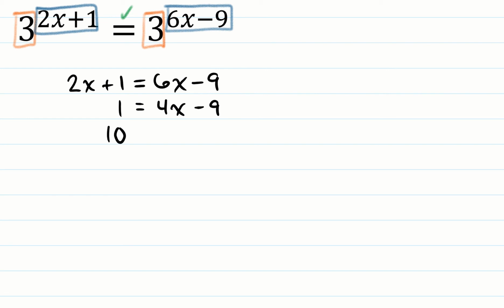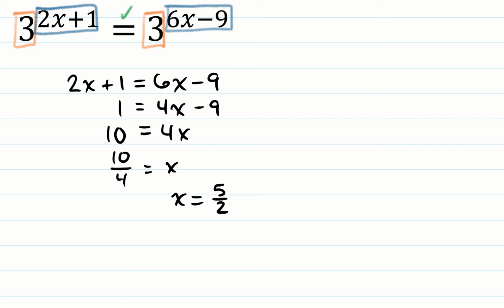Adding 9 to both sides. Added 9 to the left side. Added 9 to the right side. And now I'm going to divide both sides by 4. 10 fourths is x, or I could say that x is 5 halves, 2.5. X is 5 halves.